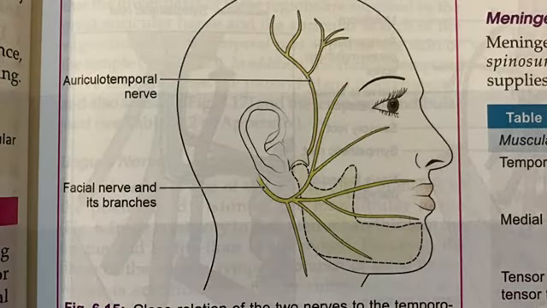This diagram is showing the two nerves. Facial nerve is above the temporomandibular joint, and auriculotemporal nerve is deep to the temporomandibular joint.